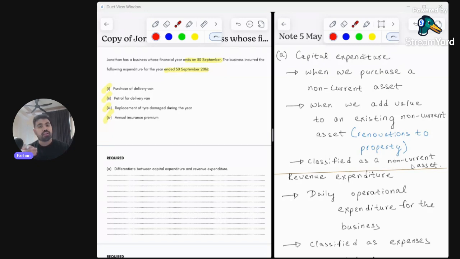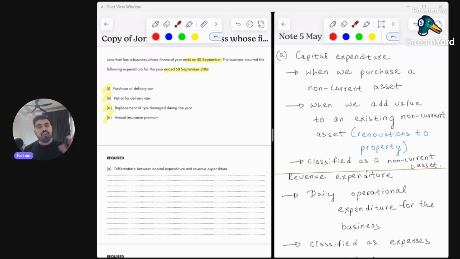Today we have got a practice question which requires you to understand the difference between capital expenditure and revenue expenditure. You will also learn to calculate the accumulated depreciation for a non-current asset which we have sold and also calculate any profit or loss we have made during the sale of this non-current asset.